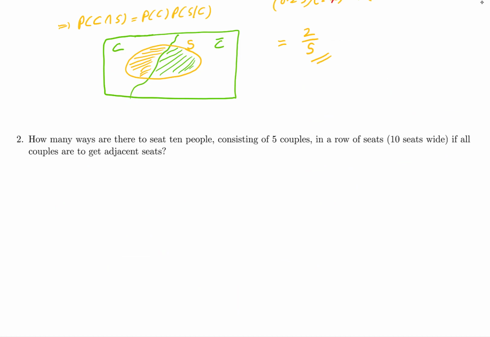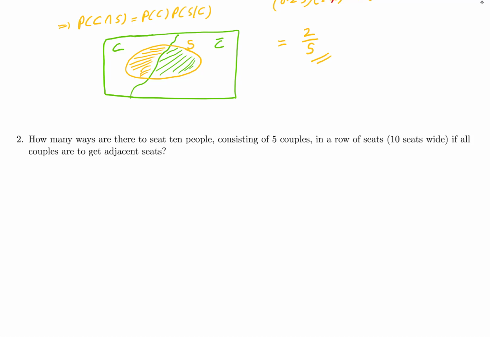Next one: how many ways are there to seat 10 people consisting of 5 couples in a row of seats if all couples are to get adjacent seats? Okay, let me explain this in an easy way. There are several ways we can solve this problem and find the answer, but let me explain this way.